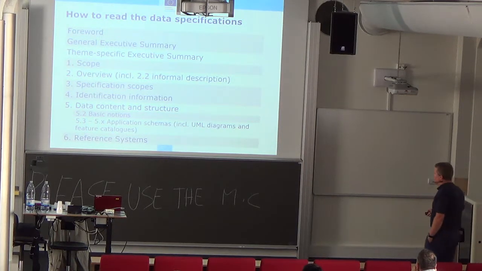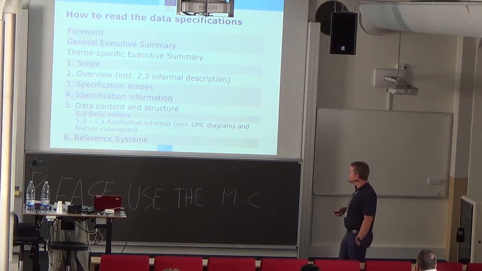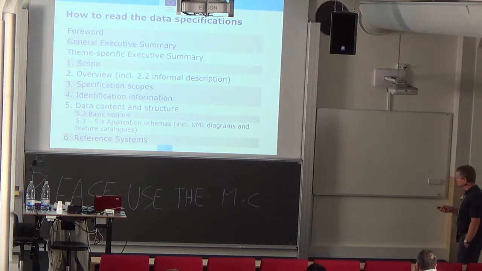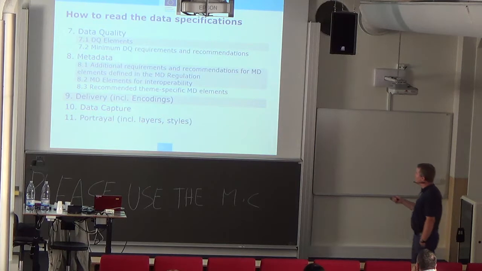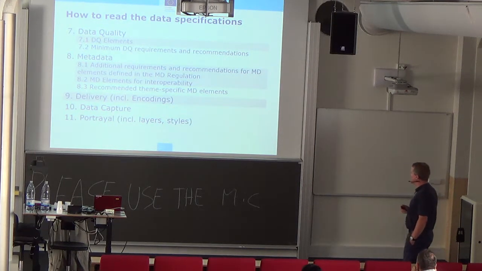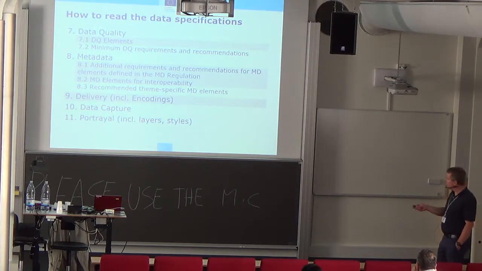content and structure, application schema, or application schemas if there are several, which include UML diagrams and feature catalogs, data quality and minimum data quality requirements and recommendations, and regarding metadata, the recommended theme-specific metadata elements, data capture and portrayal, as colleagues said.